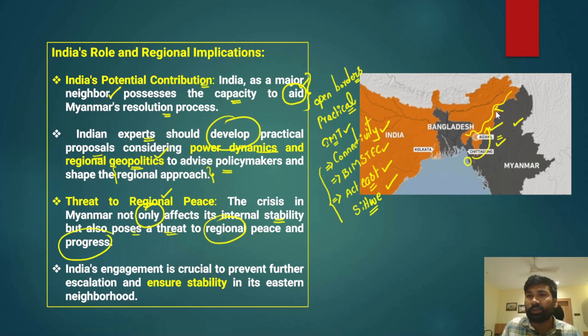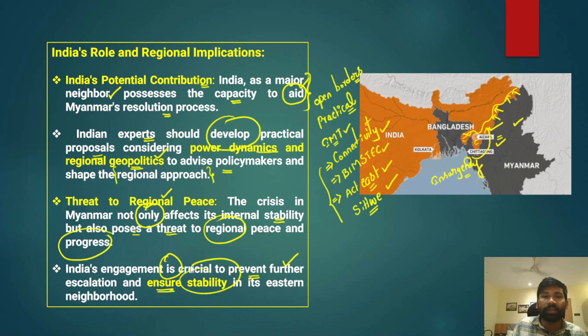Now, if immigrants continue coming from Myanmar into the northeast, that could also create a lot of issues within the northeast. So not just the immigrants problem, but insurgency. Insurgency is one of the most challenging issues that we have been facing. So increasing insurgency in the northeast would also be threatening and challenging for India. So therefore, India's engagement is very crucial and very important. So that could prevent further escalation and ensure stability in its eastern neighborhood. So overall, the author has been suggesting that peace and stability in India's eastern neighborhood is very important, and that plays a very crucial role.